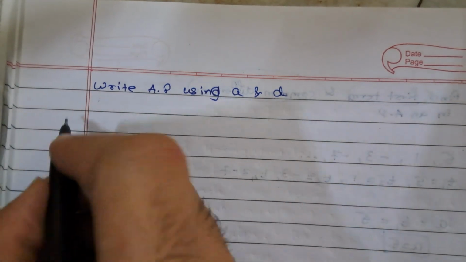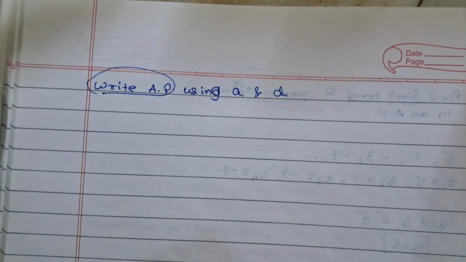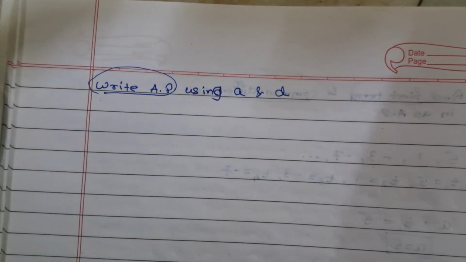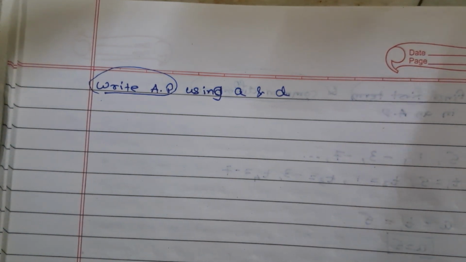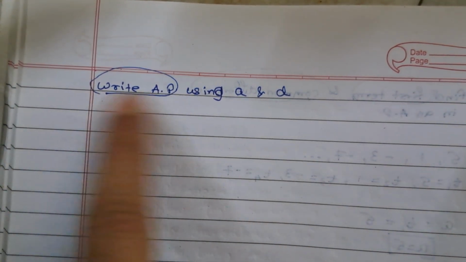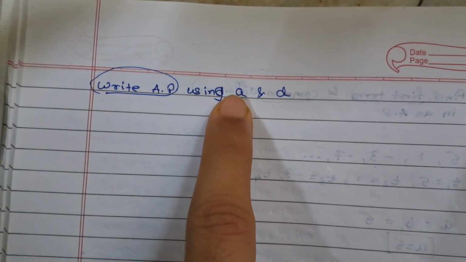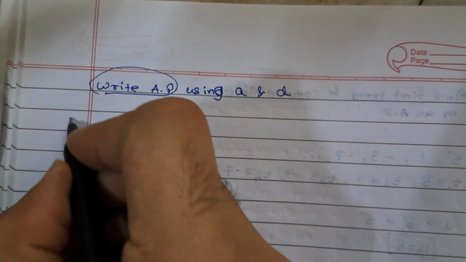Let's do something interesting over here. This time you have to write an AP. Till here you were given an AP in front of you and you did many things. You first of all identified whether it is an AP, then you identified A and D and all those stuffs, right? But this time you have to write an AP on your own. You have to write that sequence on your own. What will be given to you is A and D. So let's take an example.